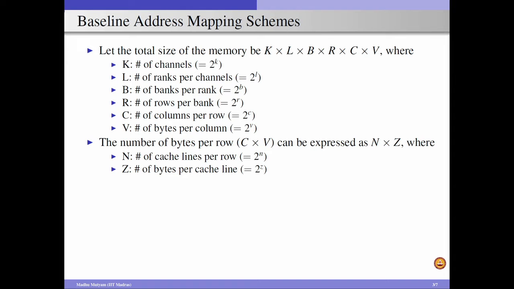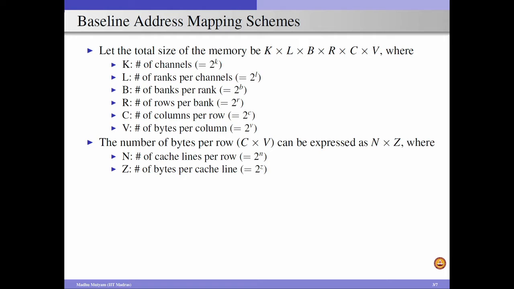So effectively, we have a total memory of size K into L into B into R into n into Z, and this memory can be expressed using k plus l plus b plus r plus n plus z number of bits, where each of these is the number of bits required to indicate the corresponding component.